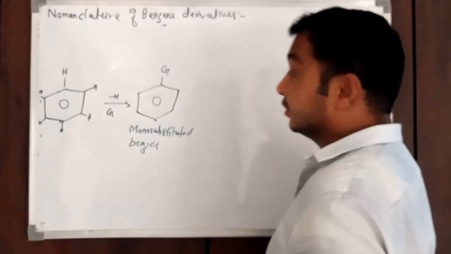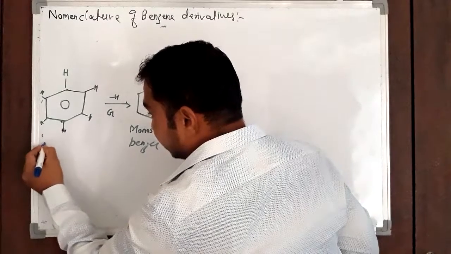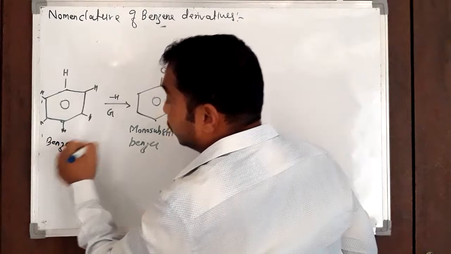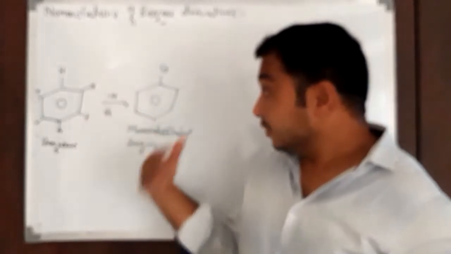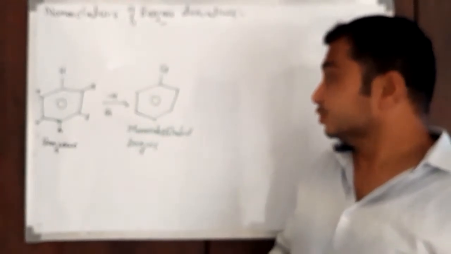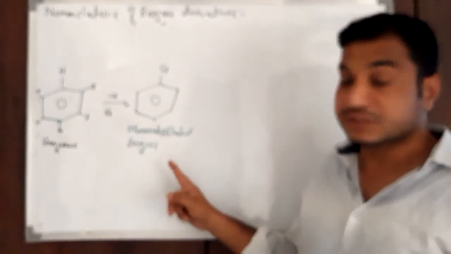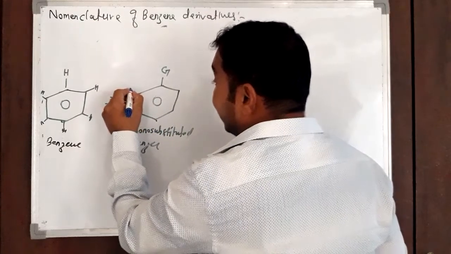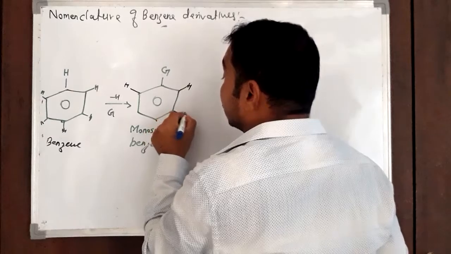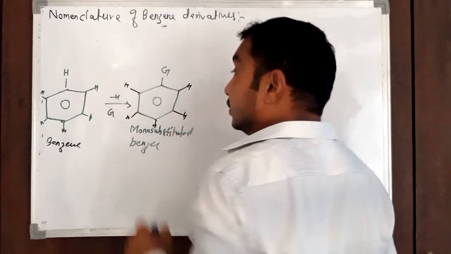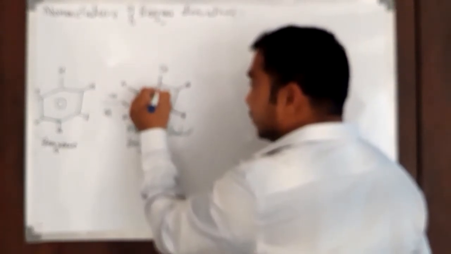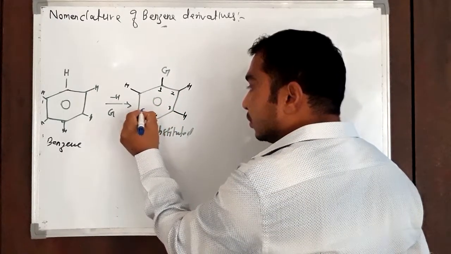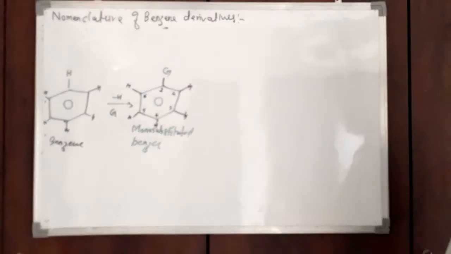Now see, in this monosubstituted benzene, how many hydrogens remain? Benzene contains 6 hydrogen atoms and all are identical. But after removing one hydrogen atom and replacing it by any group G, we get monosubstituted benzene. Now how many hydrogens remain? 5: 1, 2, 3, 4, 5. In this case, the carbon atom attached to G is always given number 1. Then 2, 3, 4, 5, 6. These are the 6 positions.